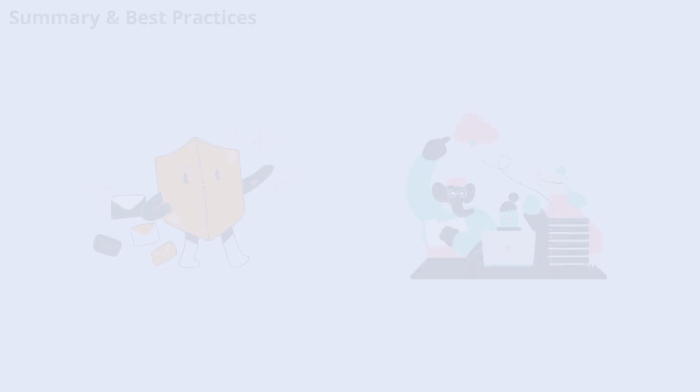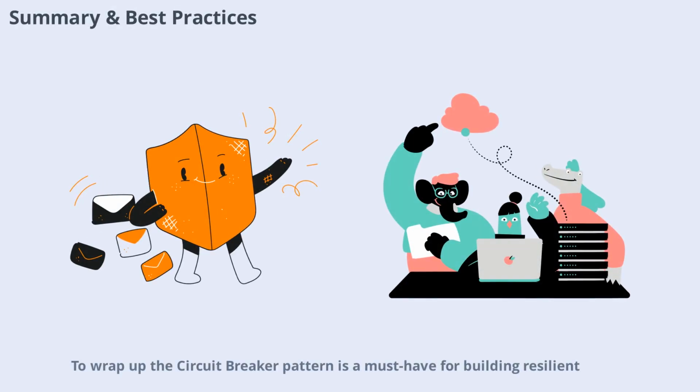Wrap up: the circuit breaker pattern is a must-have for building resilient, stable cloud applications. It prevents repeated failures, protects your resources, and helps your app recover gracefully from outages. Always monitor your system, tune your breaker settings, and combine with other patterns like Retry for best results. By understanding and applying this pattern, you'll be ready to handle faults and keep your services running smoothly, no matter what challenges arise.